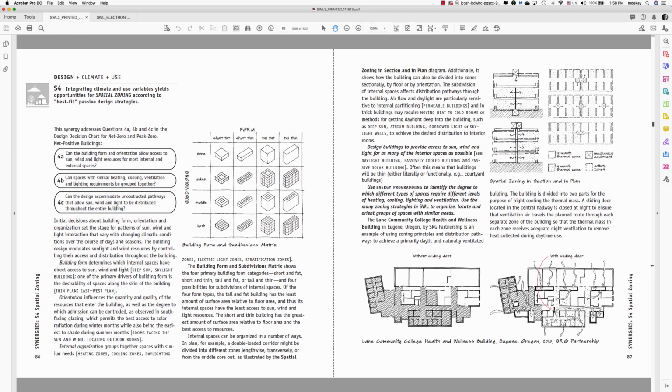Here's just one example of a synergy. So synergy, as we said, is just a 2-page spread. It's just dealing with a theme, a recurrent theme that architects have to deal with. This one we call spatial zoning. And it says integrating climate and use variables yields opportunities for spatial zoning according to best fit passive design practices. There's 3 sub-questions there. Those sub-questions relate back to the design decision chart that we were just looking at.